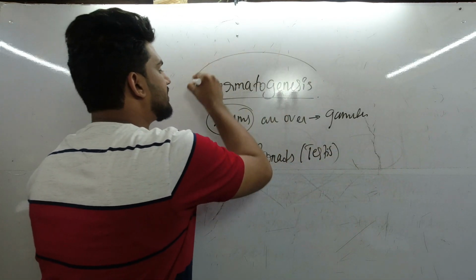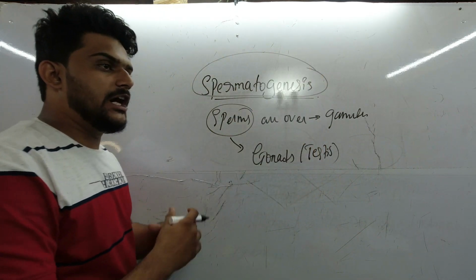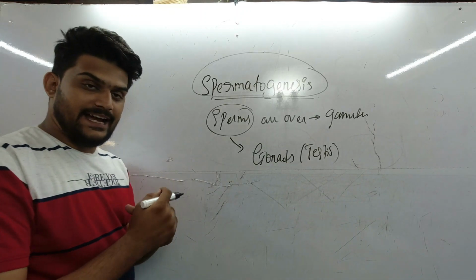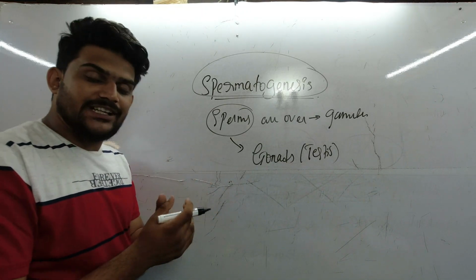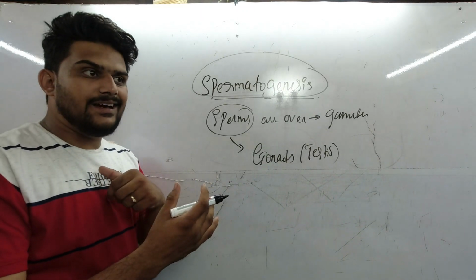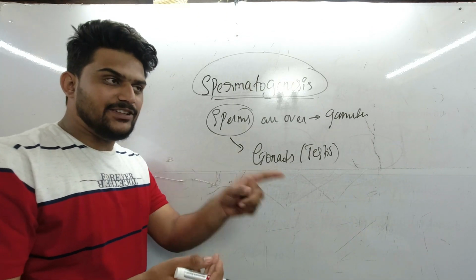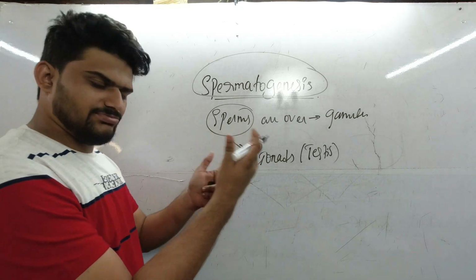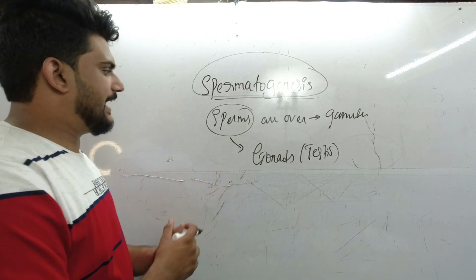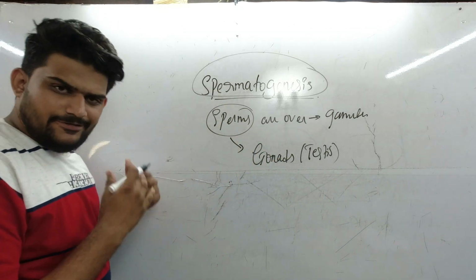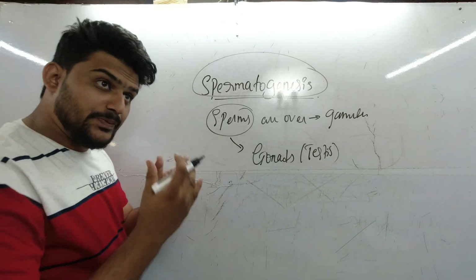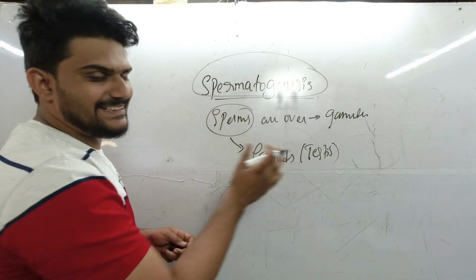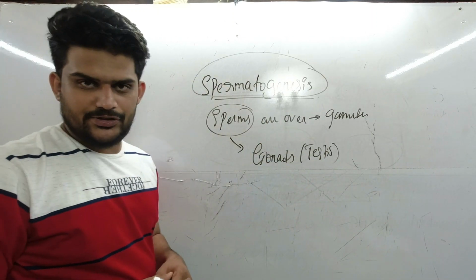So as spermatogenesis is part of gametogenesis, gametogenesis is defined as the generation of male or female gametes in the gonads of male and female individuals. That is known as gametogenesis, formation of gametes. So if the gametes or sperms are produced in the male individual in the testis, then it is known as spermatogenesis.